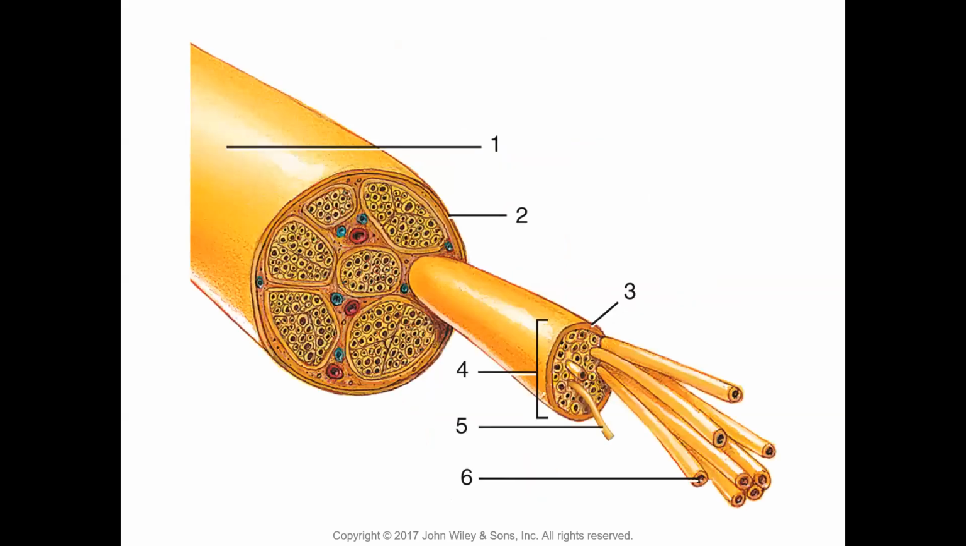This is a figure from the exercise. We've sort of covered this figure already in the chapter. Number 1 is the spinal nerve. Number 2 is the epineurium. Number 3 is the perineurium. 4 is the fascicle. 5 is the endoneurium. And 6 is the axon of a nerve.